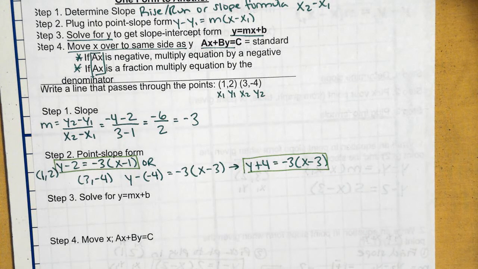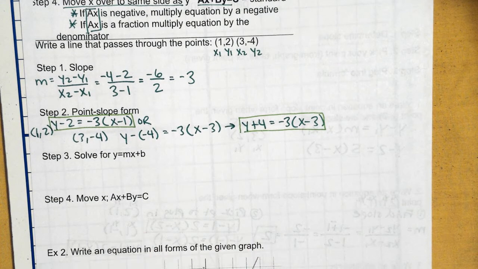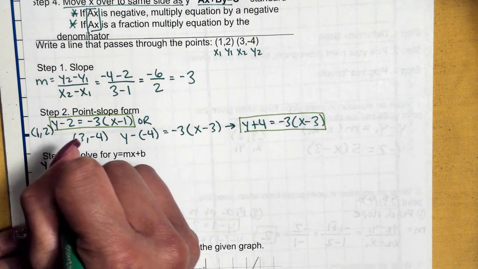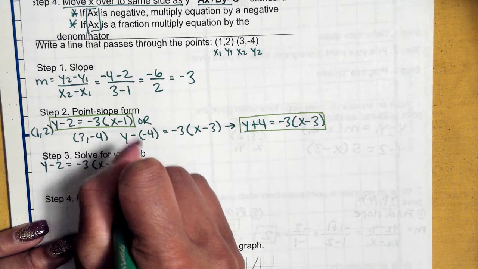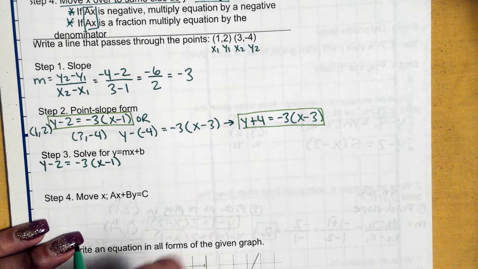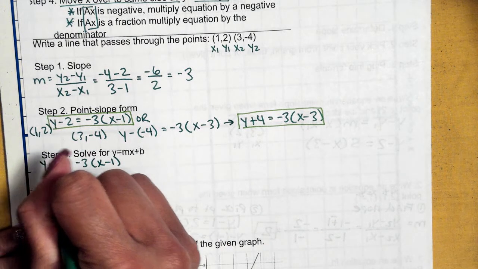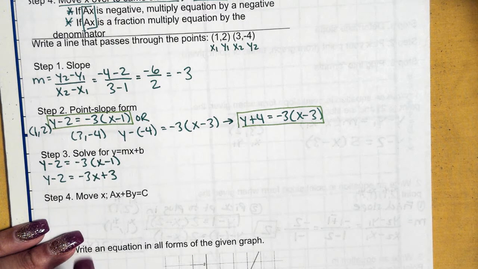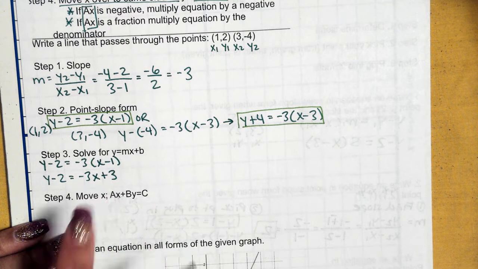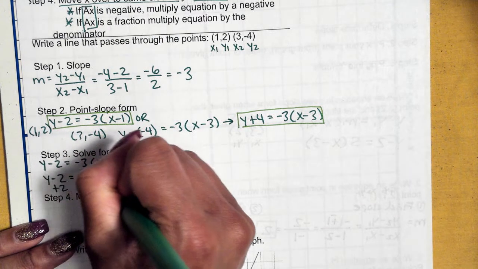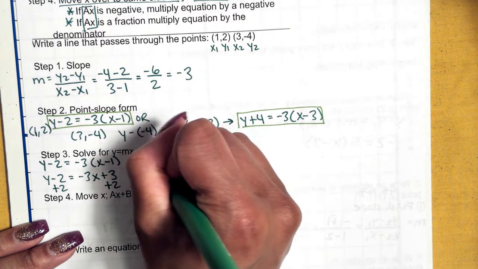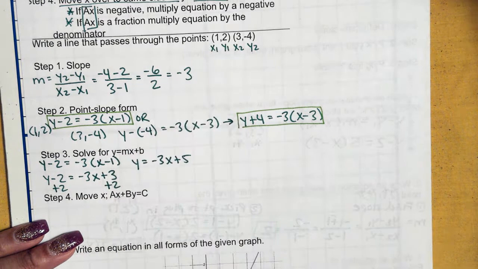Alright, so now our third step is to solve for y. So we're going to put it into slope-intercept form. So if I'm doing the first one, where I chose 1, 2, I have my point slope form. And just like regular solving, I'm going to distribute my negative 3. So I know y minus 2 equal to negative 3x plus 3. Now I don't have y by itself just yet. I have to add 2 to both sides. And so then I would have y equal to negative 3x plus 5.